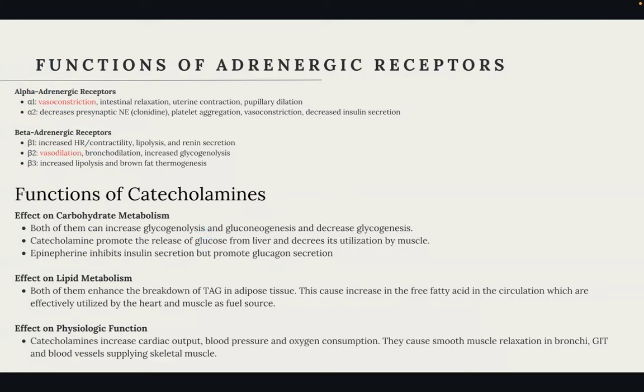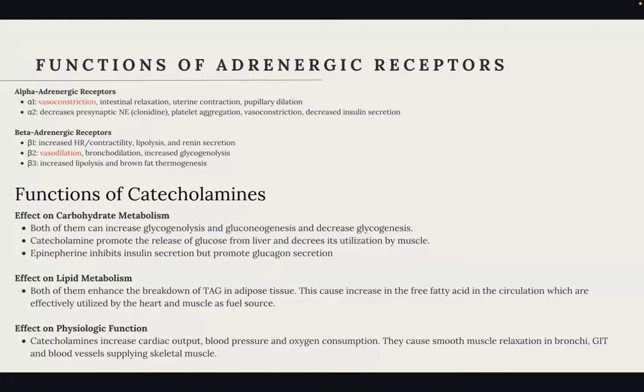So first of all, what do they do on carbohydrate metabolism? They are going to cause a very instant rise in blood sugar. They spike blood sugar incredibly quickly. How do they do that? By gluconeogenesis and glycogenolysis, which means they break down glycogen and break down protein, lipids, and fat to make new glucose, and decrease glycogenesis. So again, they're basically going to spike up my blood sugar a lot. And they promote the release of glucose from the liver.